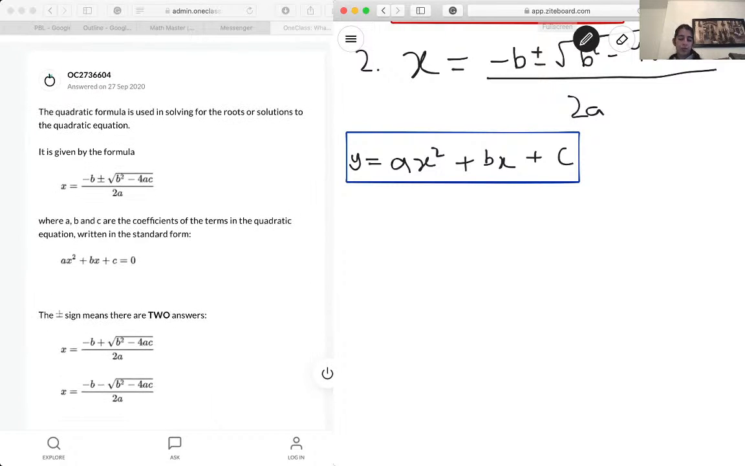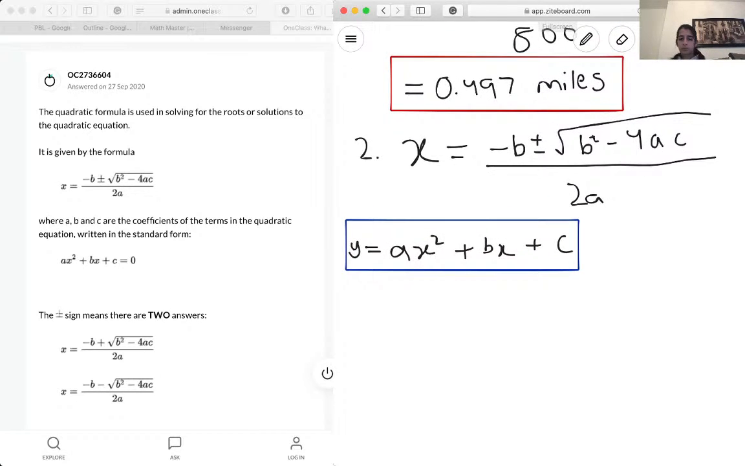So again, it's just that. There are always two answers, so one of them is with the positive, so you get rid of this negative, and you do negative b plus square root of b squared minus 4ac over 2a. And the other one would be negative b minus the square root of b squared minus 4ac over 2a.